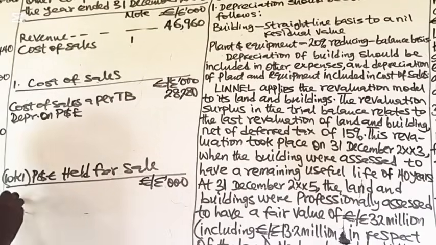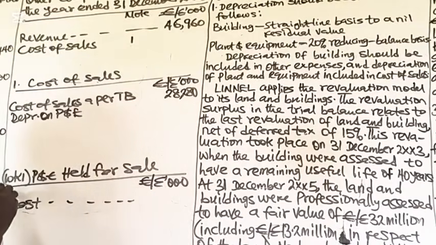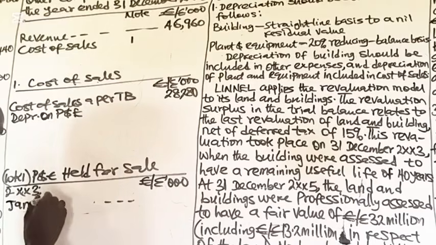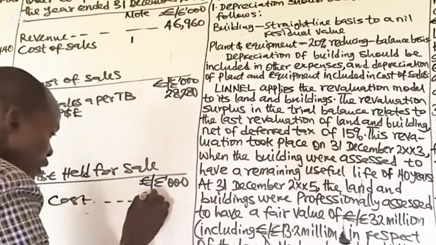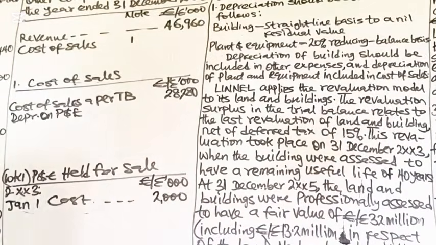So you have the cost of underperforming plant and equipment. This is the cost as at January 1st, 20X3. The cost of underperforming plant and equipment was 2 million as at 1st of January 20X3.